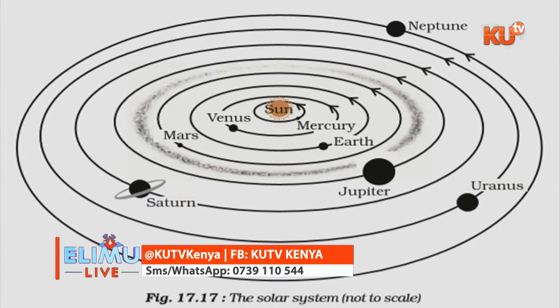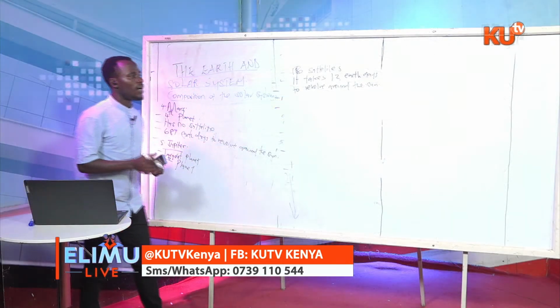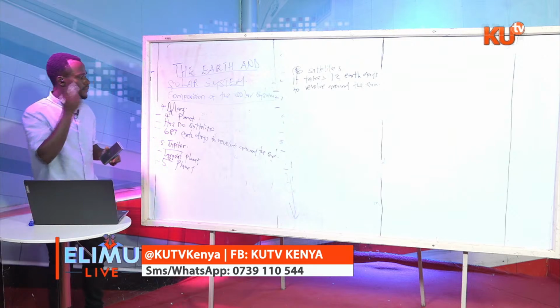So we are looking at the time. It takes 12 Earth years to revolve around the sun.